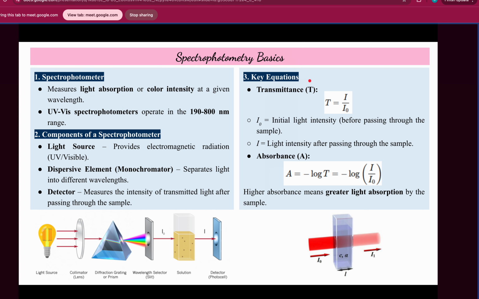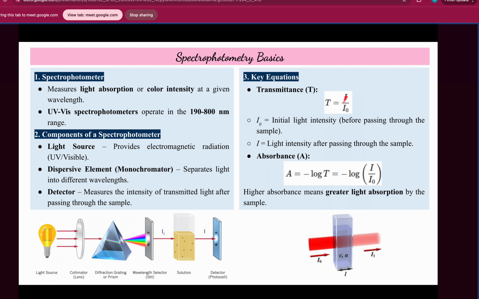Now there are certain key equations which must be kept in mind. So first thing is transmittance. As the name suggests, transmittance means something which is transmitted from one surface to another surface. So in this case, transmittance equals I by I naught, which means the intensity which is transmitted. So this is the intensity which is passed through the sample and which is in the end obtained, represented by I, divided by I naught, which is the intensity of light before passing through the sample, also known as initial light intensity.